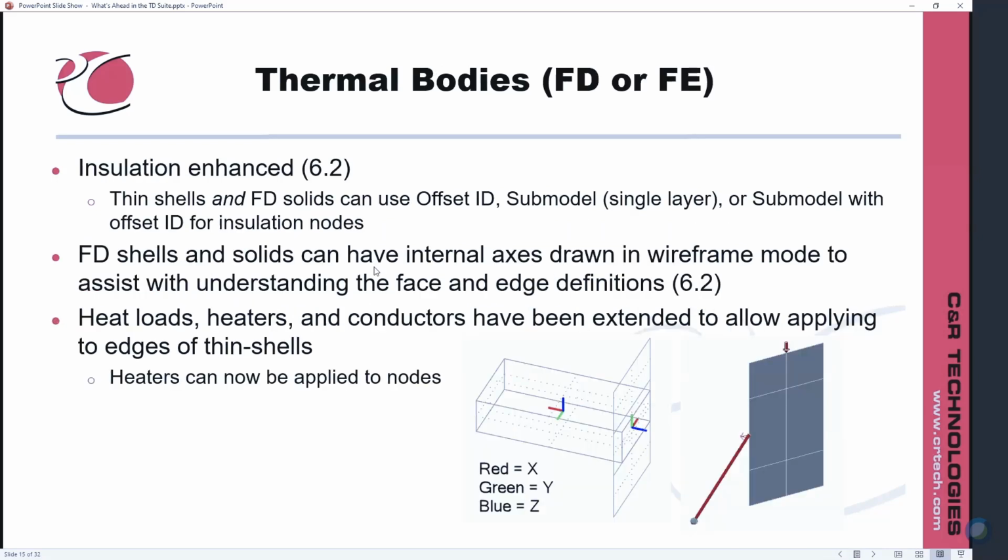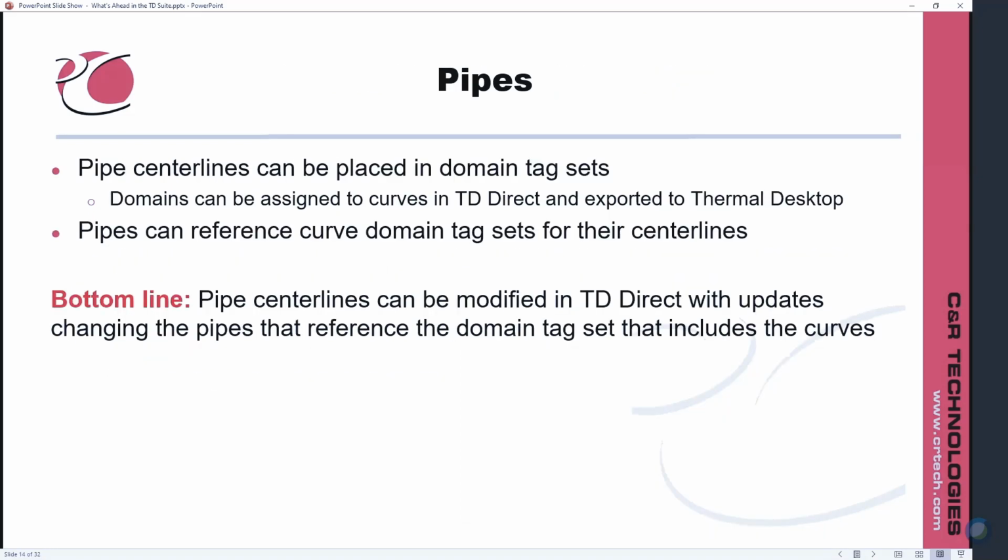Hey, Doug, there's a question. Yes, sure. Hume's asking, for elements, will it show edge 1, 2, 3, 4? I would have to check on that. I'm not sure if it does or not.